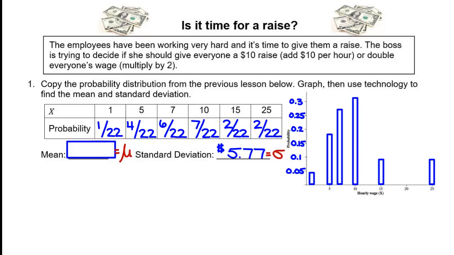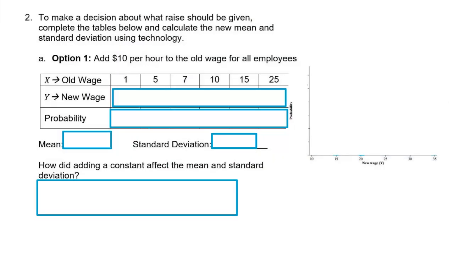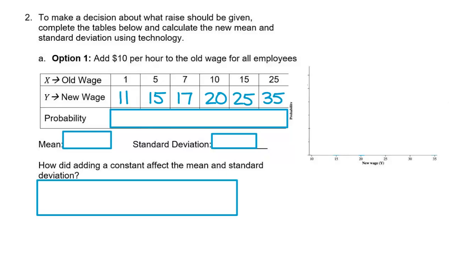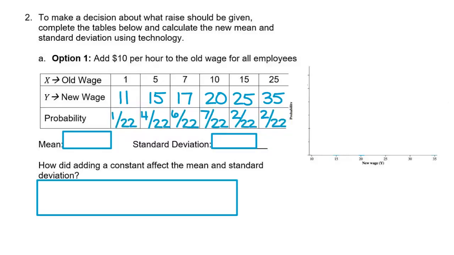Well, let's look at it. Let's look at number 2 here. If we add $10 to everybody's wage, what would the new possible wages be? 11, 15, 17, 20, 25, and 35. Would the probabilities change? No, everybody still has the same card. Now you're just making $10 per hour more than you did yesterday. So our probabilities stay exactly the same. That means my y-axis is going to stay the same.